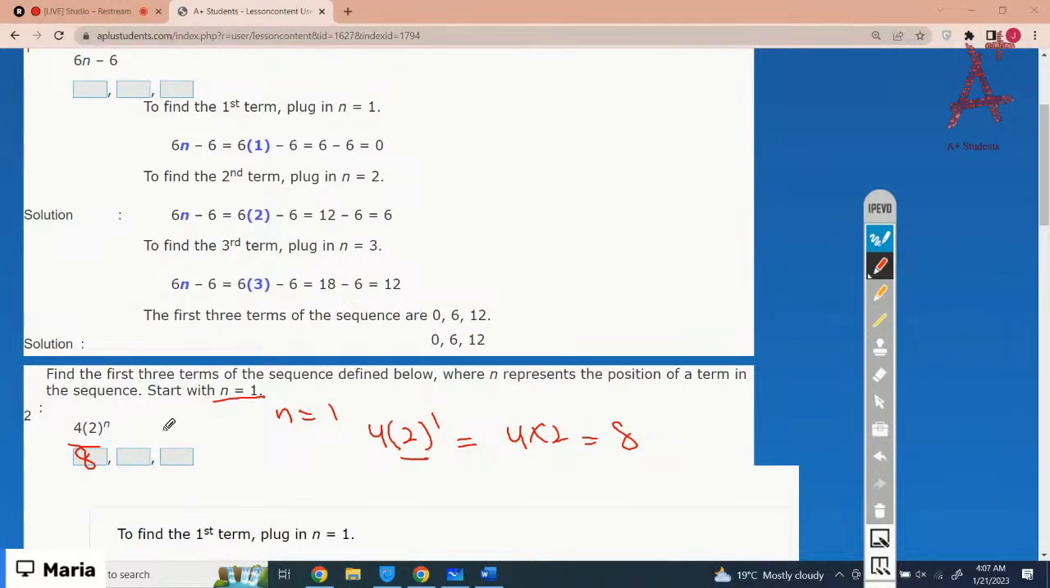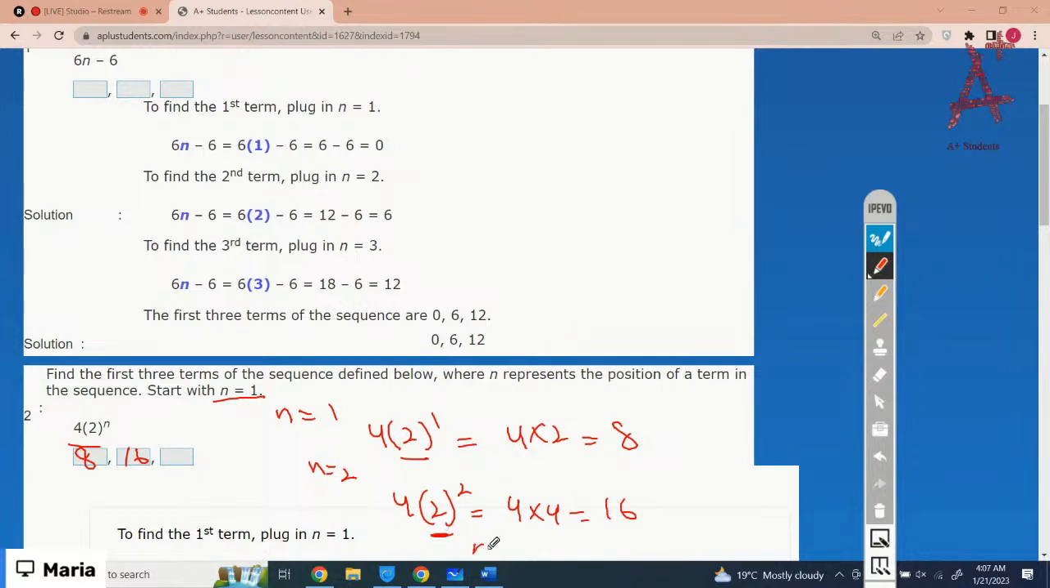Now the next value is n equals 2. So you have to do 4 times 2 exponent 2. Just evaluate 2 exponent 2. 2 exponent 2 is 2 times 2. 2 times 2 is 4. So you have to do 4 times 4. That would be 16. That means the second value is 16. Got it?